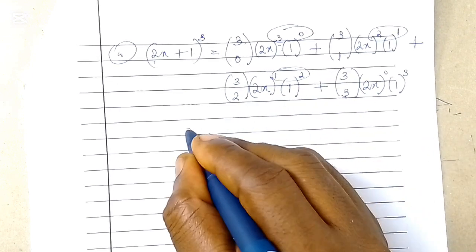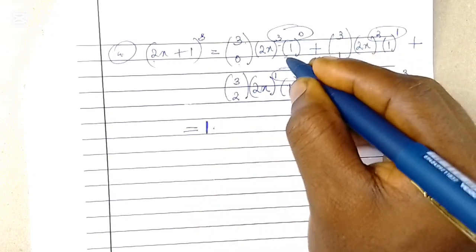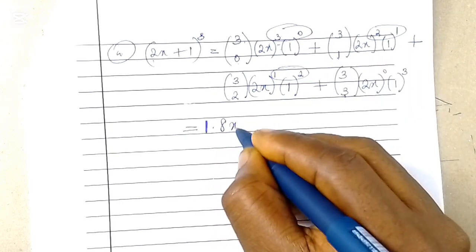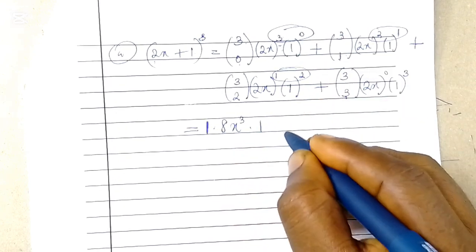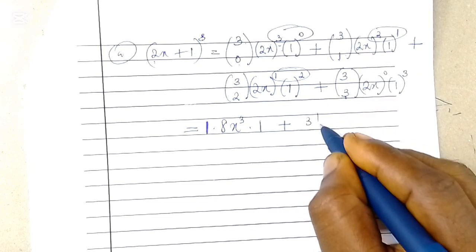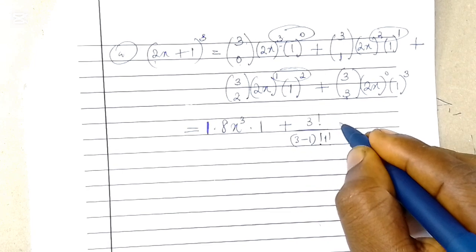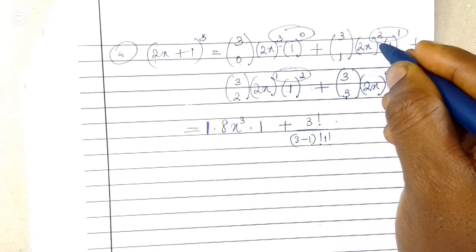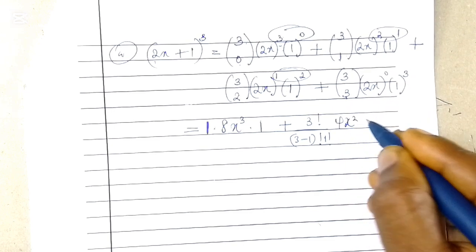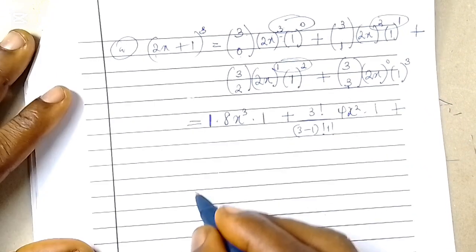So it stops there. Now, I don't need to bother myself with 3 combination 0 because I know it is 1 by what I have told you. And 2x raised to power 3 is 2 raised to power 3, which is 8, and x raised to power 3, times 1 raised to power 0 is 1. Plus, come over here, 3 combination 1 will give you 3 factorial all over 3 minus 1 factorial, 1 factorial. And we'll put here 2 raised to power 2, x squared, will be 2 raised to power 2, which is 4, and x squared. Then 1 raised to power 1.